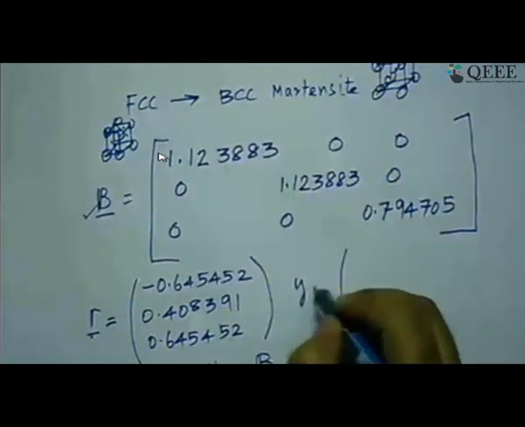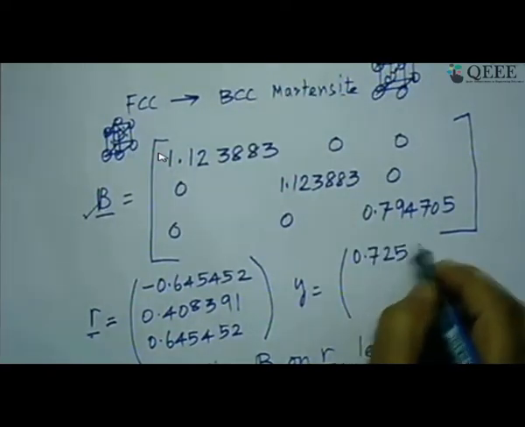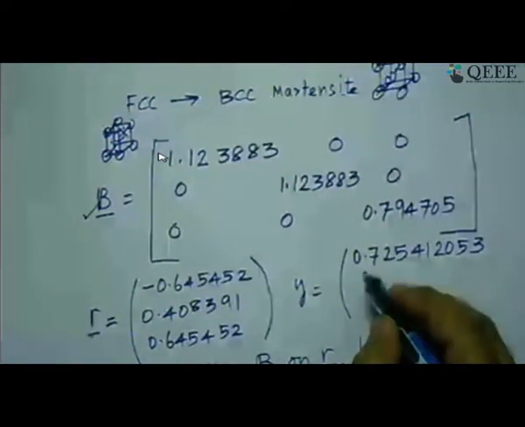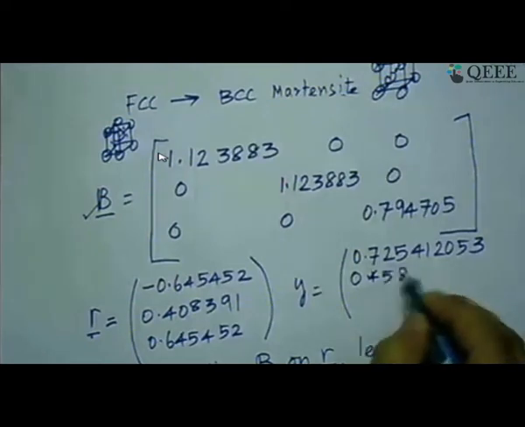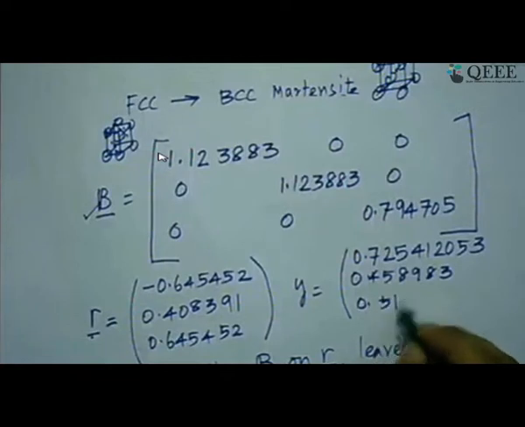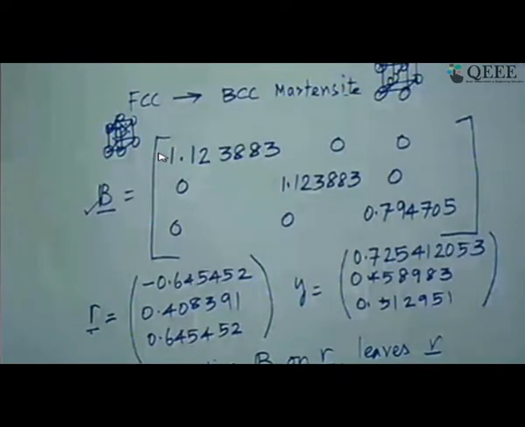Let us call this y. That is 0.725412053, 0.458983, then 0.512951. Okay, so how did you get this column vector? How did you get this column vector y? Did everybody get this vector? And if so, how did you get this vector?